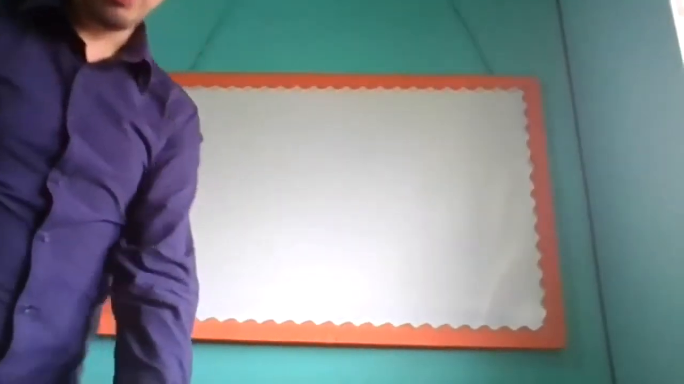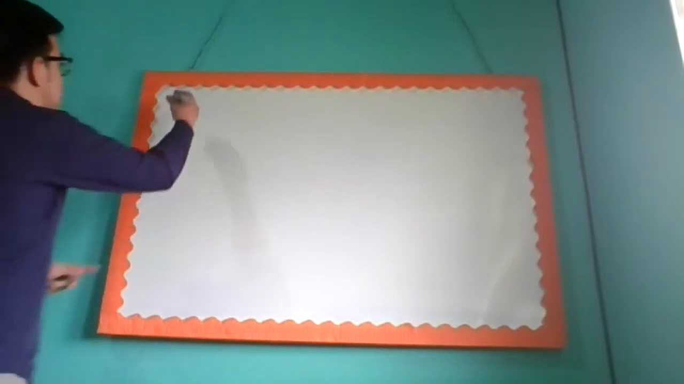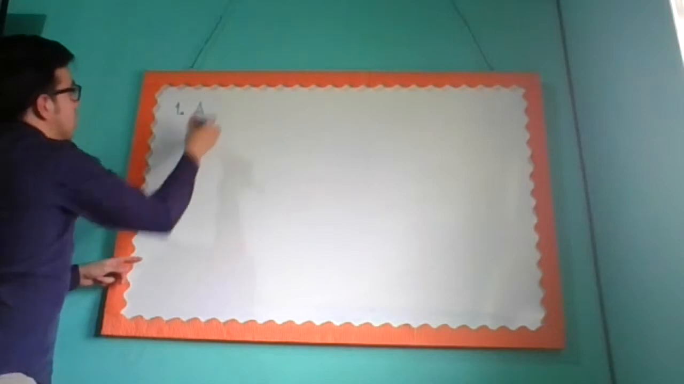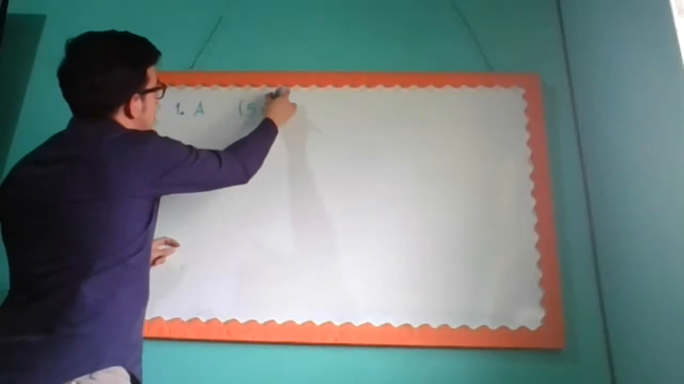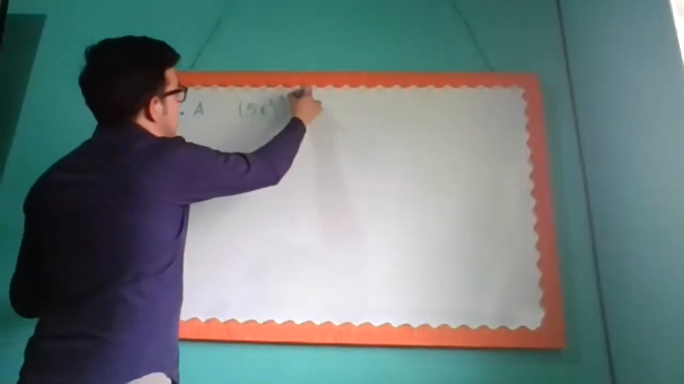In this case, I prefer to solve the three of them with you, so you can see how it works. Okay, so for the first one, if we multiply the monomials, we have 5x to the power of 2. This is exercise 1A. I have 5x to the power of 2 multiplied by 4x to the power of 3.